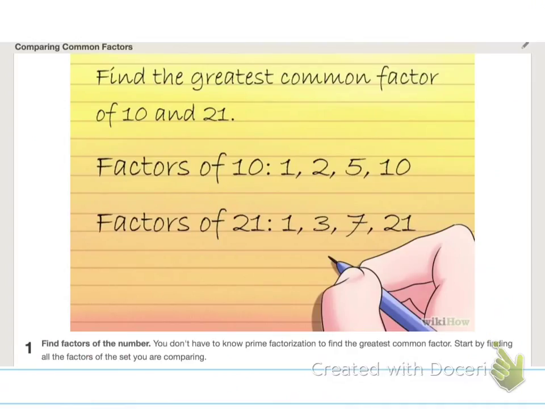Okay, another example shown in a very similar way: work the problem by listing all of the factors and then circling the ones that they have in common. So finding the greatest common factor of 10 and 21. Now the factors for 10 have already been listed and the factors for 21 have already been listed. So if we were talking about common factors, we can see that they have the number 1 in common. Do you see any other numbers that they have in common? That's it. The greatest common factor is 1.